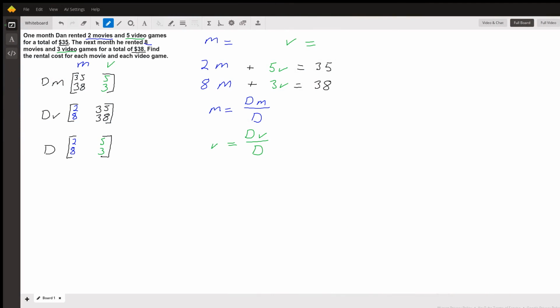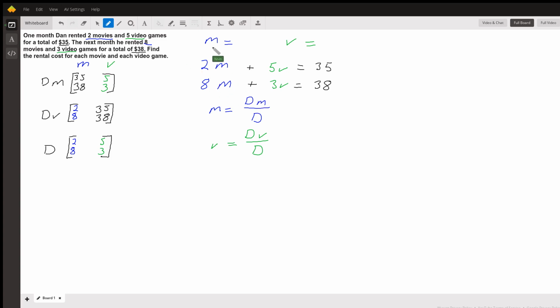Okay, we're going to try to solve a word problem using determinants. Our problem is, one month Dan rented 2 movies and 5 video games for a total of $35. The next month he rented 8 movies and 3 video games for a total of $38. Find the rental cost of each movie and video game.